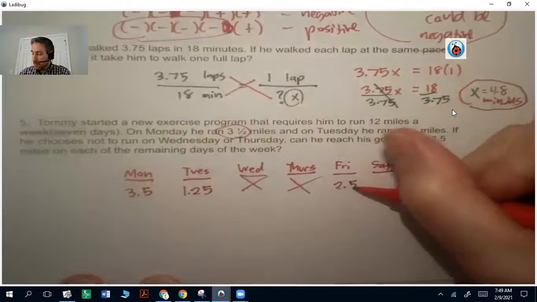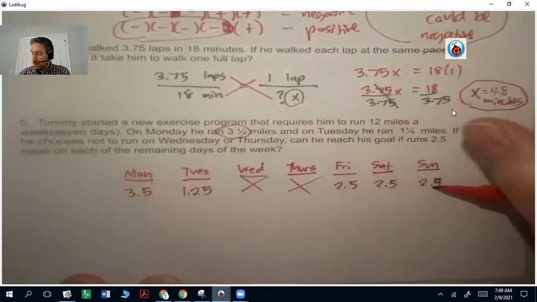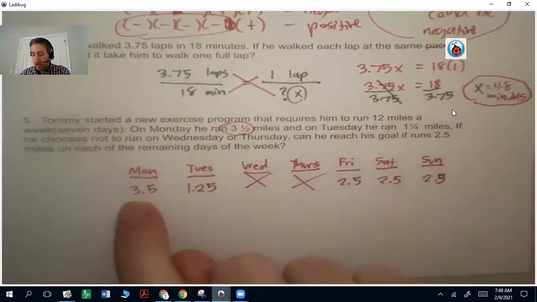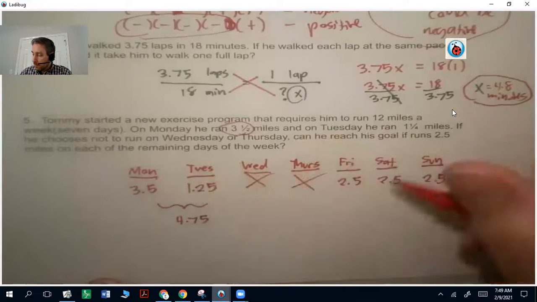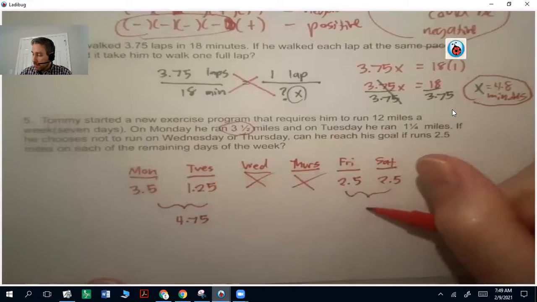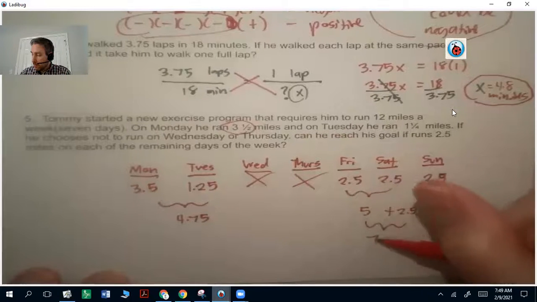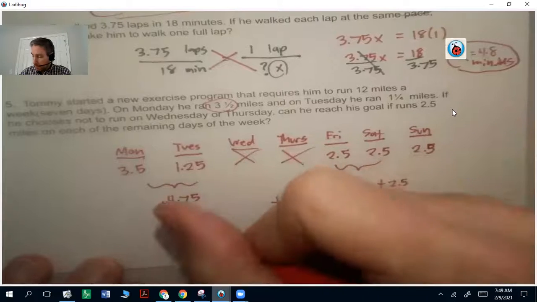So 2.5, 2.5, and 2.5. Well, we just got to add them up together and see what everything adds to and see if it's 12 or more. So 3.5 plus 1.25 is 4.75. Let's see, it's 5 plus 2.5, so that's 7.5. So let's add those together.